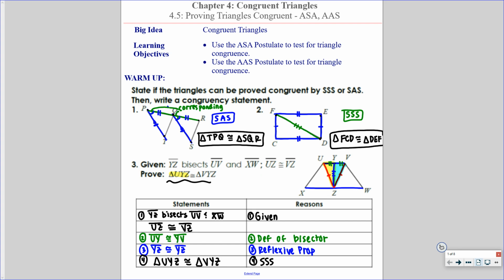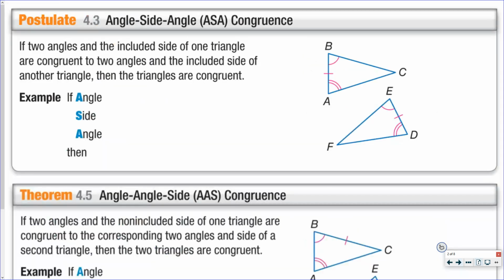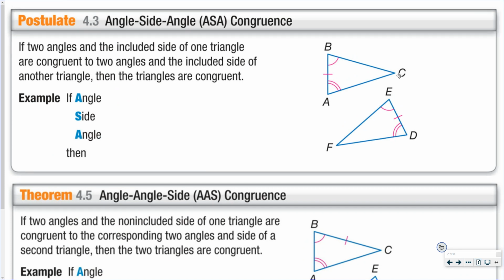Here's the exciting part. Today we're going to add to our repertoire 2 more postulates that we can state triangles congruent. ASA and AAS. What those stand for, ASA is an angle side angle situation. So it's kind of like side angle side where you have 2 congruent sides in the included angle, but it's 2 congruent angles in the included side.